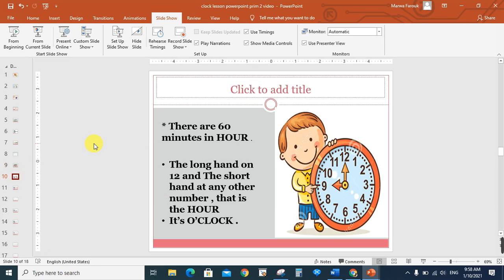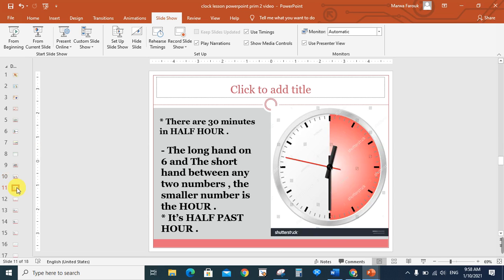In the hour, we have 60 minutes. There are 60 minutes in an hour. The long hand is on 12 and the short hand is at any other number. That is the hour. It's called a clock. Okay.